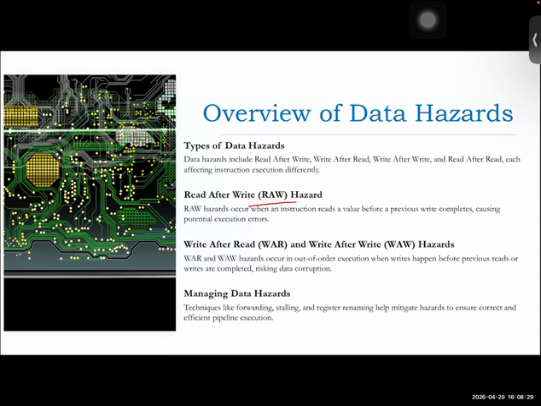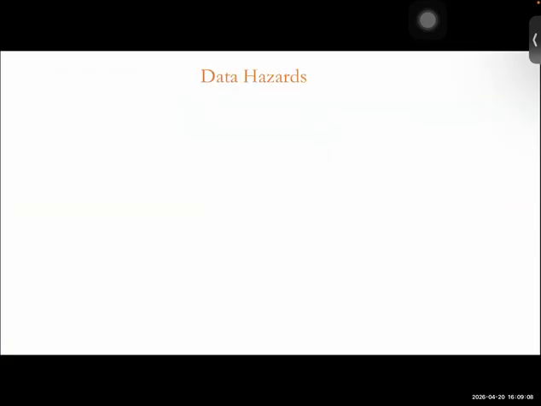So this write after read and write after write hazard occurs in out of order execution. So when a write happens before the previous read or previous write is completed, that risks data corruption. Managing data hazards uses special techniques like forwarding, stalling, and register renaming, which help mitigate hazards to ensure a correct and efficient pipeline. So we'll see this one by one with an example.